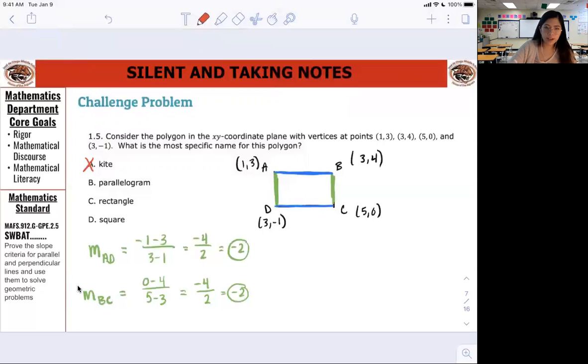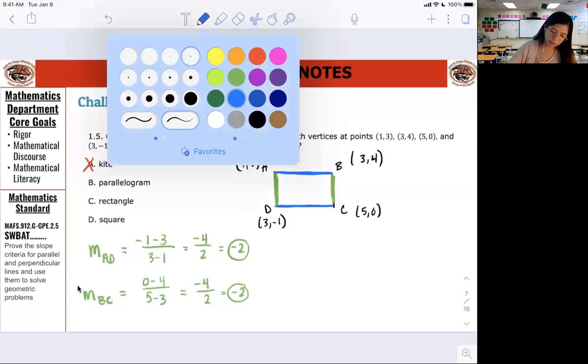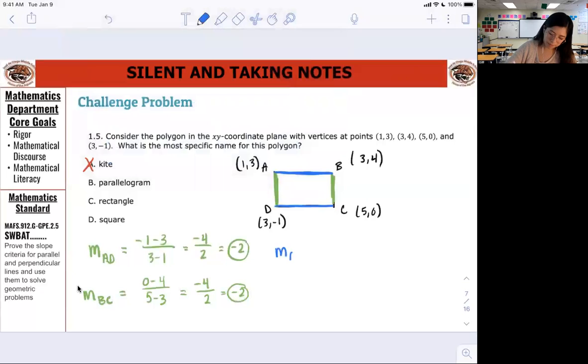Okay, next up, blue, AB. What do we get for AB? That one is 1/2. 3 minus 1 is 2. Good, that one is 1/2. What about DC? That's 1/2 too.